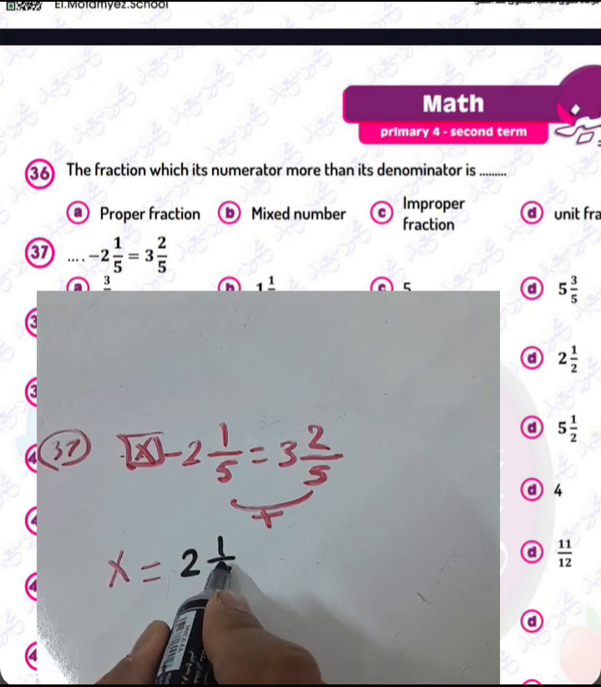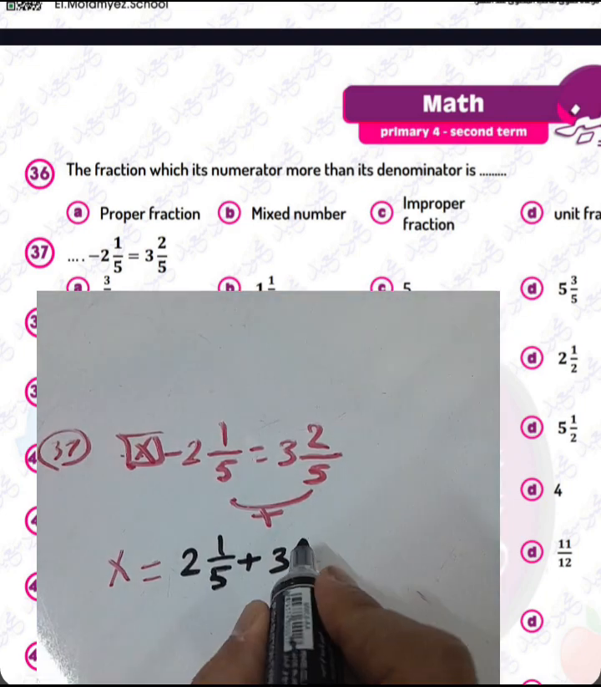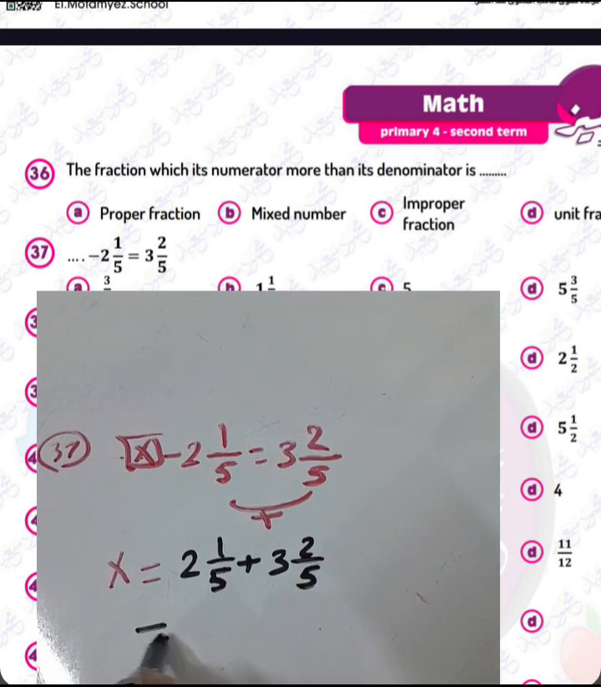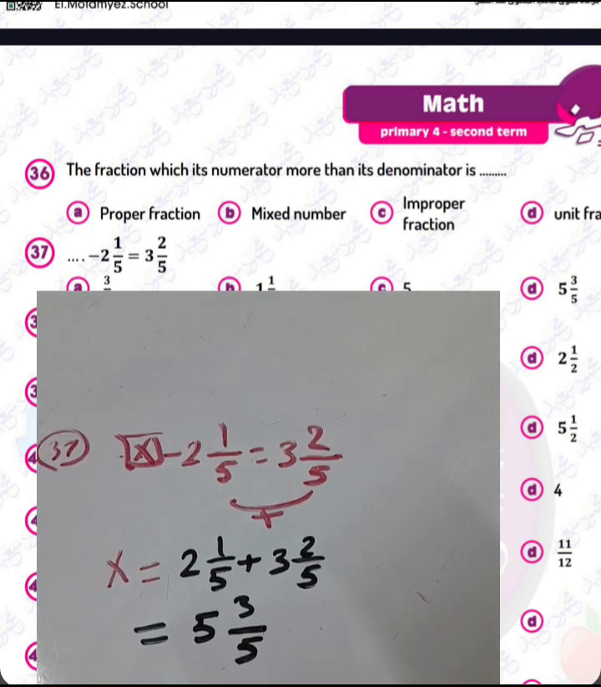2 and 1 over 5 plus 3 and 2 over 5. We can add them. 3 plus 2 equals 5 and 2 plus 1 equals 3. Then the result will be 5 and 3 over 5.